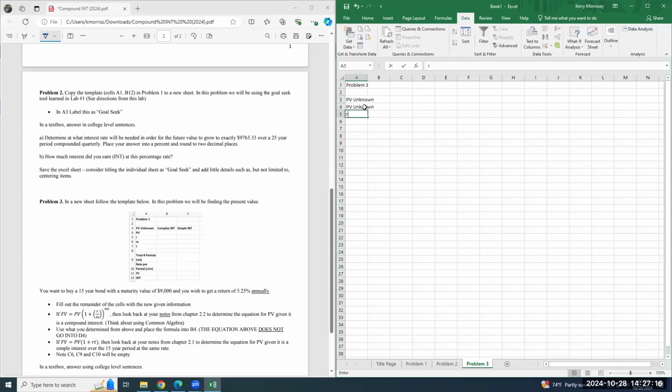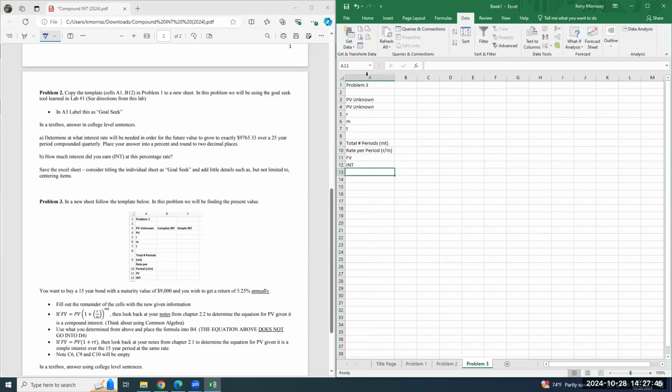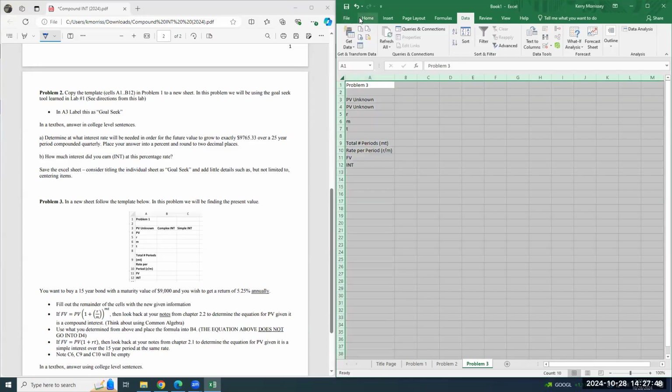We have PV, R, M, T. We have total number of periods, M times T. We have rate per period, R divided by M. We have your future value and your interest. So let's go ahead and expand. Let's do some of these finishing touches.